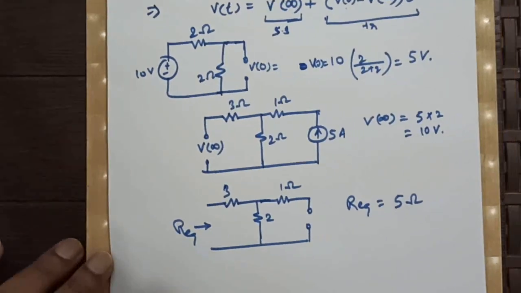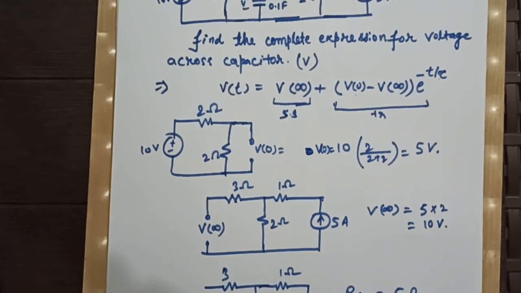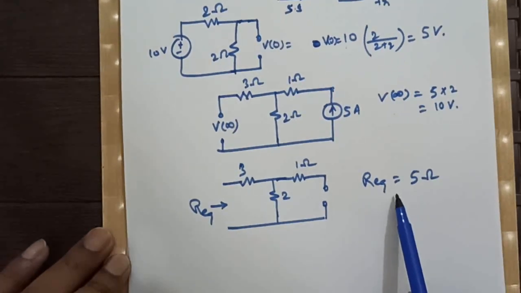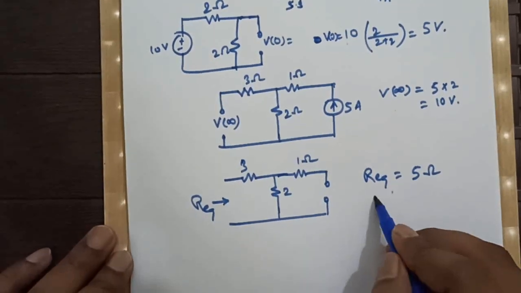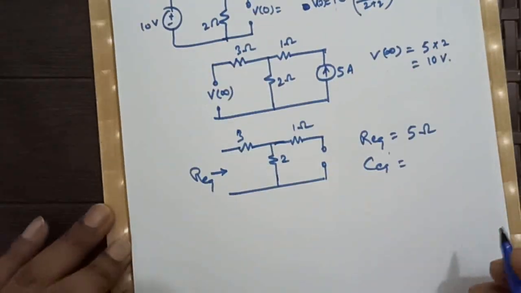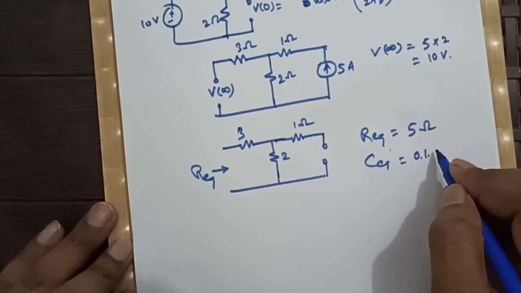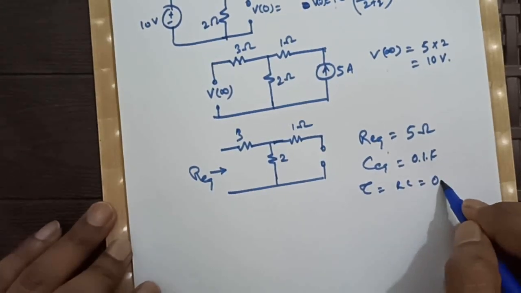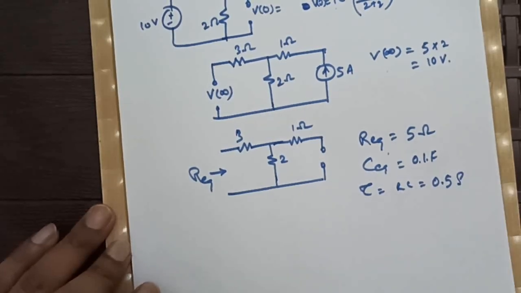5 ohm. Clear? Now see, we have calculated V0, we have calculated V infinity, we have calculated R equivalent, we have C equivalent as given. Only one capacitor has the value 0.1 farad, so it is 0.1 farad. Now the time constant will be what? RC, which is 0.5 second.